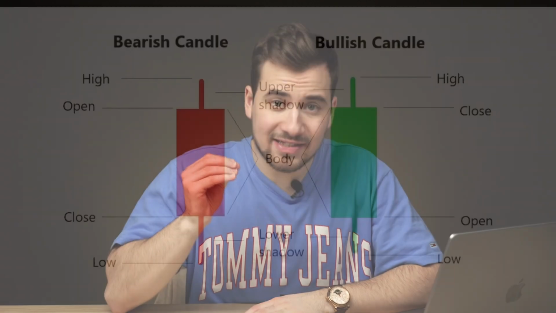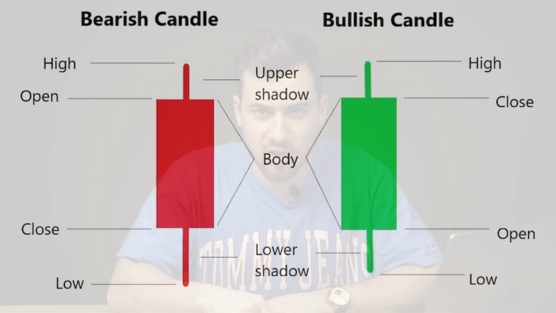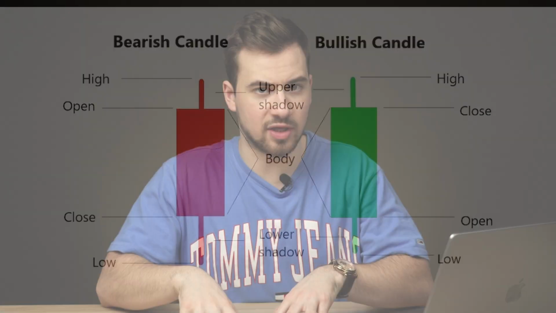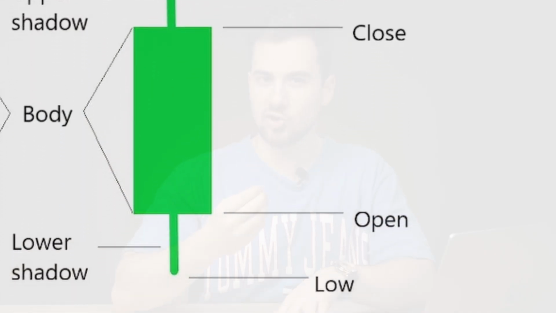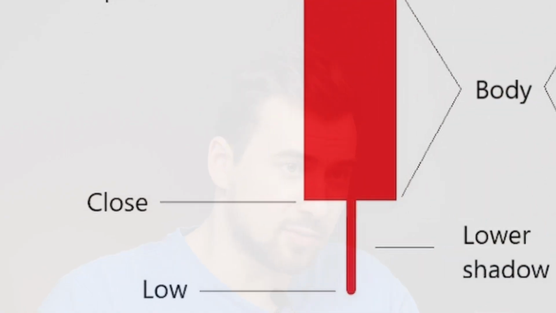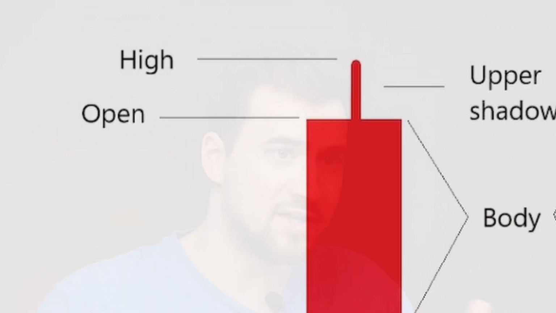Body. The rectangular body represents the price range between the opening and closing. If the closing price is higher than the opening price, the body is usually colored green or white, indicating a bullish or positive trend. In the opposite case, if the closing price is lower than the opening price, the body is typically colored red or black, signaling a bearish or negative movement.